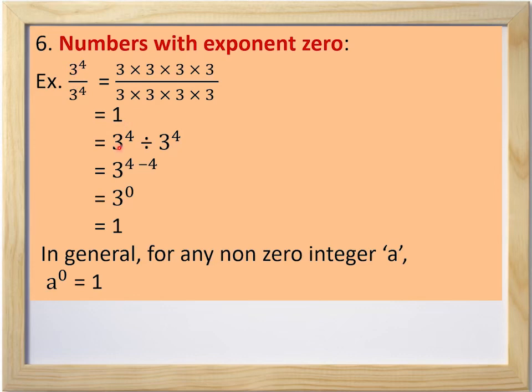And the same thing, we can write 3 raised to the power of 4 divided by 3 raised to the power of 4. By the second law of exponents, we can write this as 3 raised to the power of 4 minus 4. And what is 4 minus 4? It is equal to 0. That means 3 raised to the power of 0 is equal to 1. Is it clear, children? So, in general, for any non-zero integer a, a raised to the power of 0 is equal to 1.